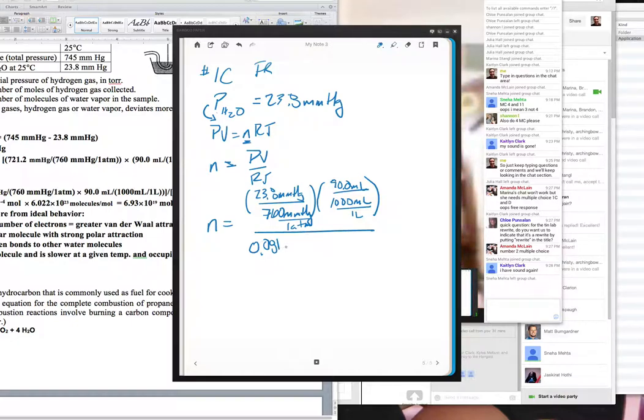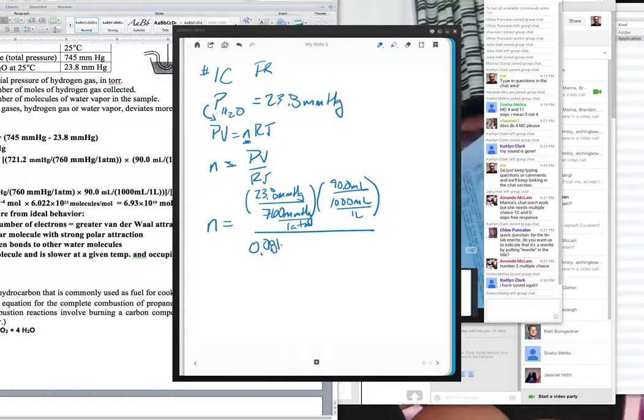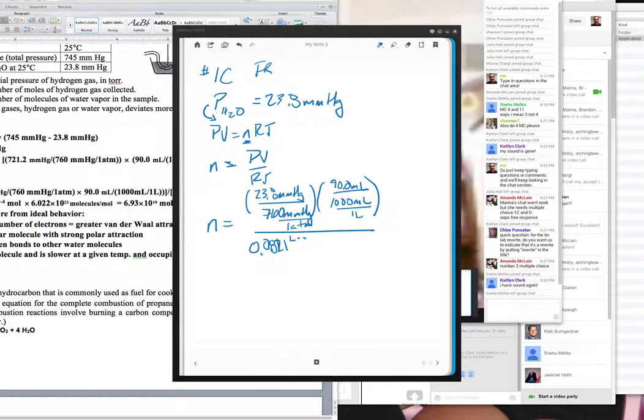Am I doing this right? Am I not remembering? 0.0812? Is that R? Why doesn't that sound right to me? 0.0821? 0.0821? Yeah. Okay, thank you. Liters? Yeah. Liters atmosphere over mole Kelvin.